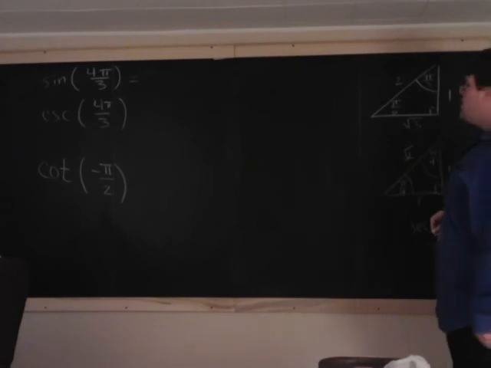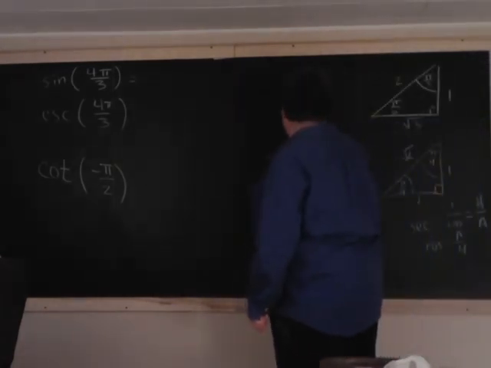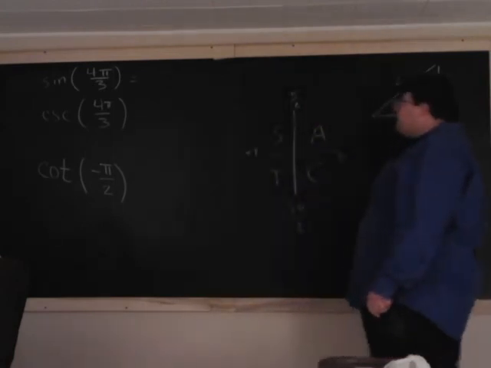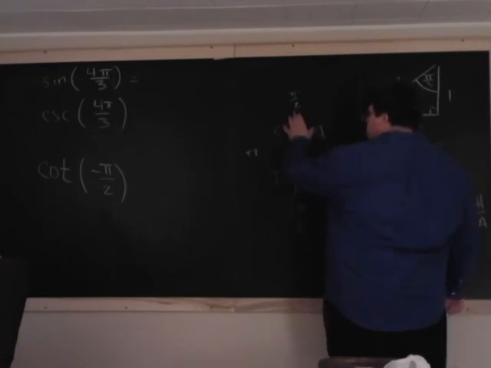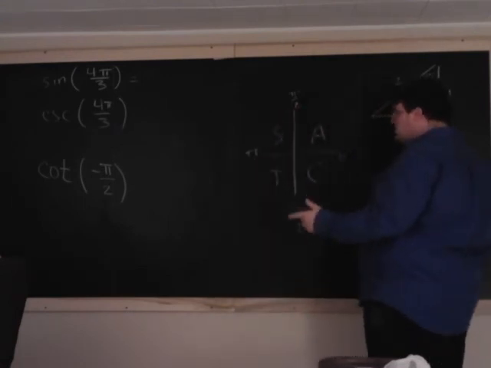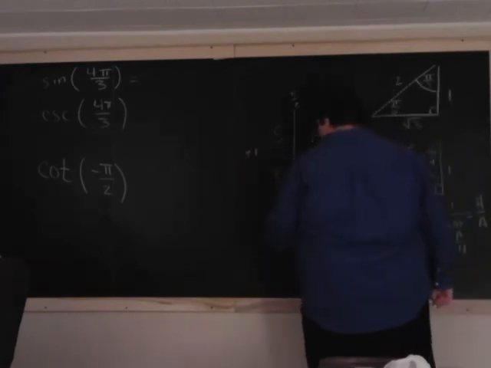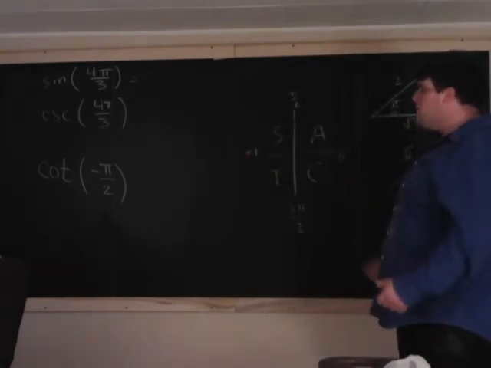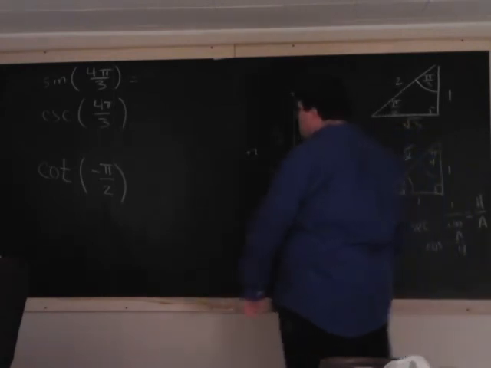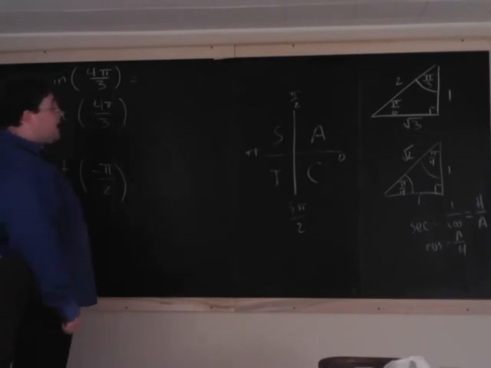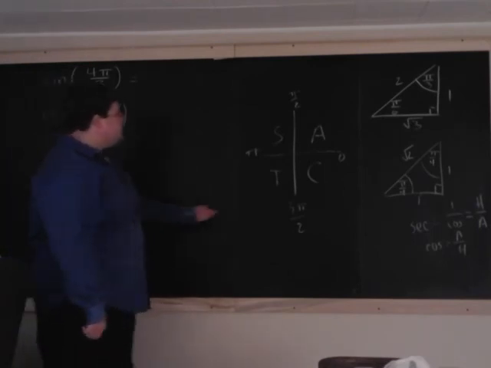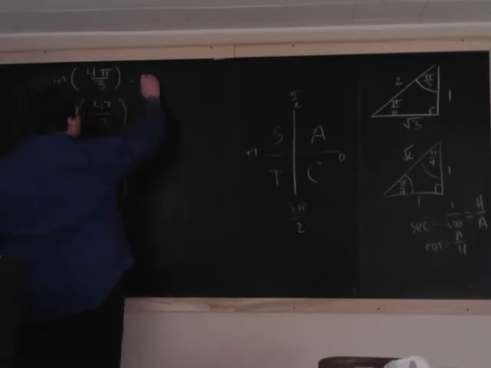Sine of 4 pi over 3. Well, let's draw this thing. 4/3 is not between 0 and 1/2. 4/3 is also not between 1/2 and 1. 4/3 is between 1 and 1 1/2. 4/3 is like 1.33. 1 1/2 is 1.50. 1.33 is less than 1.50. So this angle is in quadrant 3. In quadrant 3, sine is negative. So we have a negative.